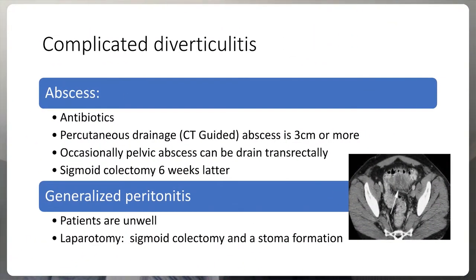Now, complicated diverticulitis, we have basically two forms of complicated diverticulitis, at least, that can occur. The first one is the abscess formation, which is grade 2. These patients will be treated with antibiotics, and as you see on this CT scan, there is a collection in the pelvis just around the sigmoid colon, and we can see the diverticula in the colon as well. These patients will have intravenous antibiotics.